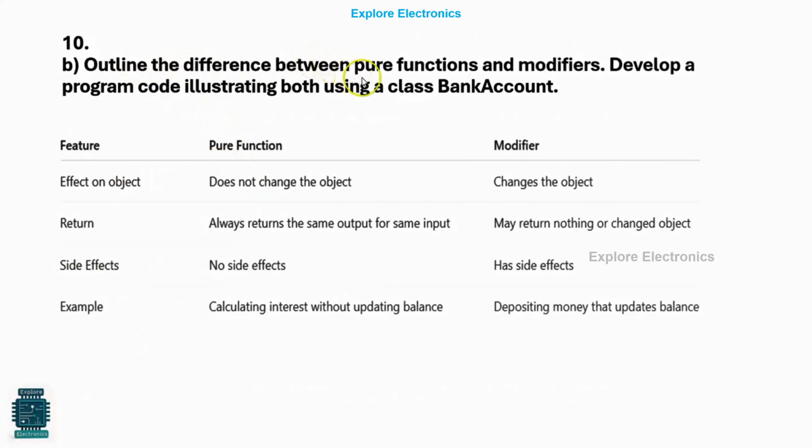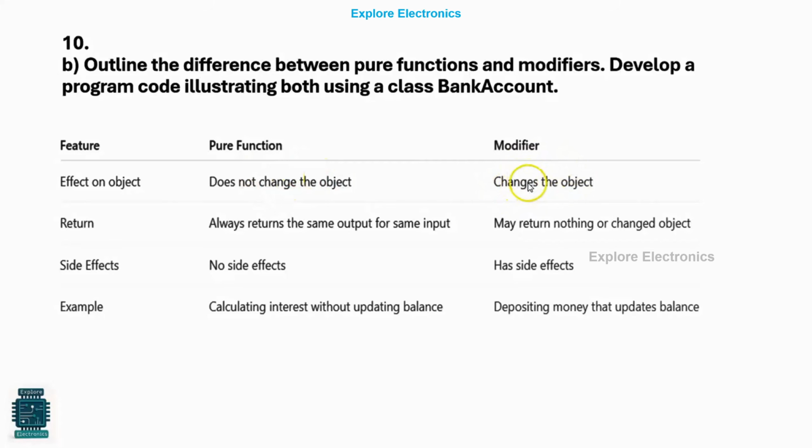Outline the differences between pure functions and modifiers. Develop a program code to illustrate both using a class bank account. Pure functions and modifiers, we have to illustrate the difference. Here pure function means the effect on the object: it doesn't change the object. In pure functions, the object cannot be changed.